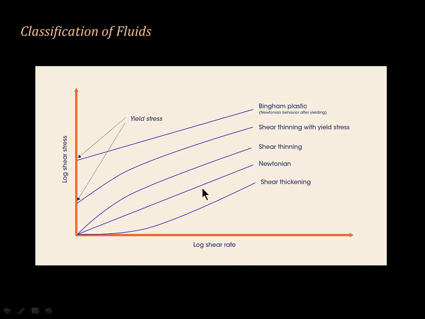Whereas for shear thickening, shear thinning with yield stress, or Bingham plastic, the shear rate versus shear stress both increase. With the increase in one factor, the other factor is increasing, but still the parametric difference is there. And now let us try to understand every type of fluid in detail. First of all, Newtonian fluids.